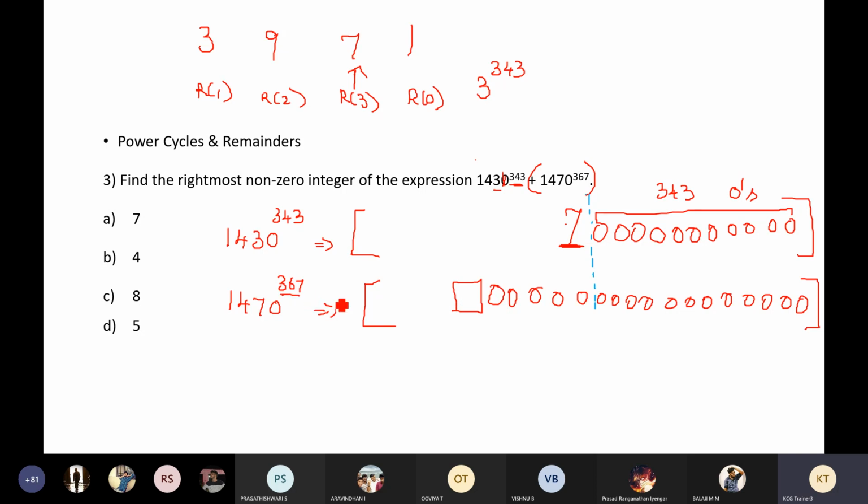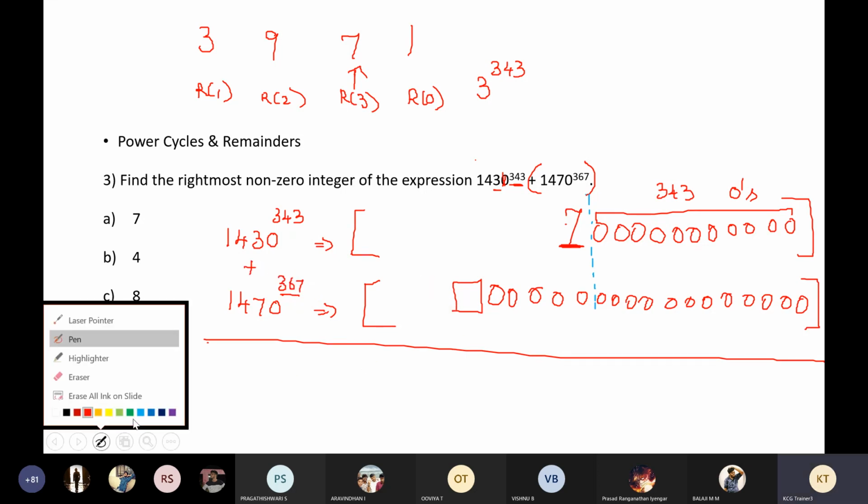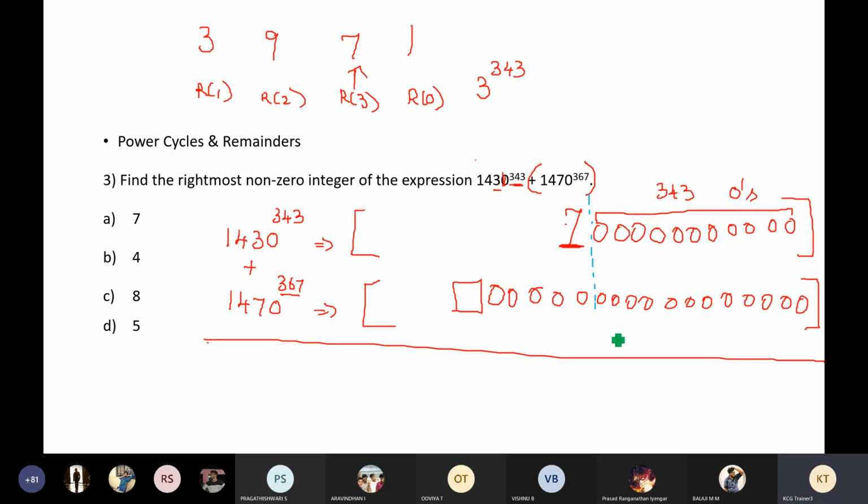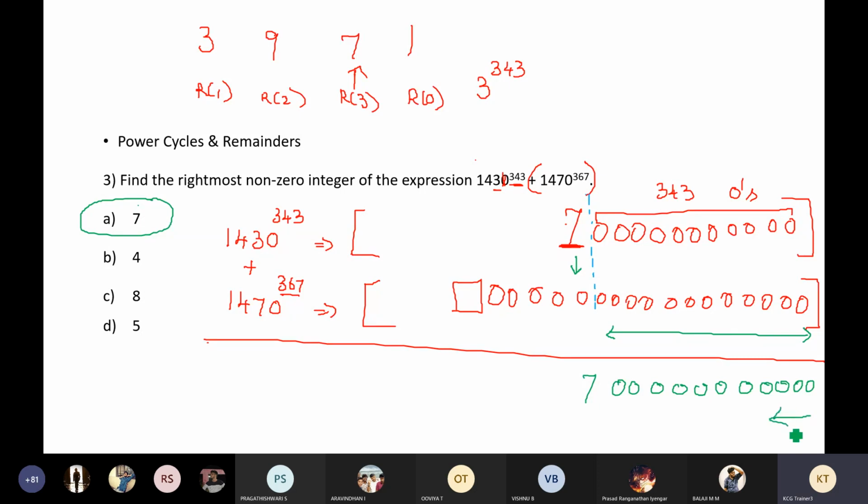7 power 367. I don't even have to find that out because they have asked me to add these two numbers. If I add these two numbers, what would happen, guys? In all these places, it would just be 0, 0, 0, 0, 0, 0, 0, and 0. Correct? But here it would be 7 plus 0, 7. So in the final answer, the rightmost non-zero integer would be 7. Are you guys clear with this one? Please tell me if you are clear with this question.